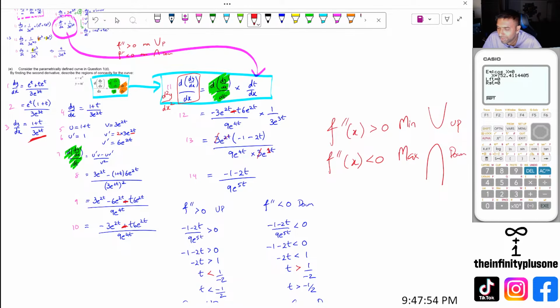Yeah, there you go. Concave down, you're sad, you're unhappy. Concave up, you're happy, which means the graph is pointing up.